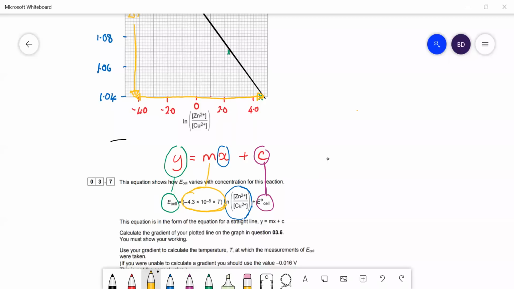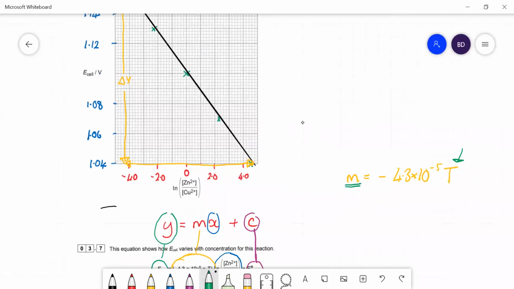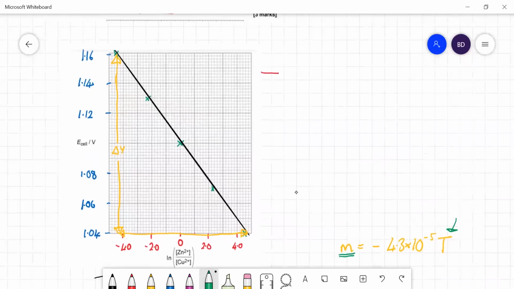We said that M is equal to minus 4.35 times 10 to the constant multiplied by T, the absolute temperature. We're going to calculate M from our graph and just rearrange that equation. We should be able to calculate the absolute temperature T. So let's now work out M, the gradient.